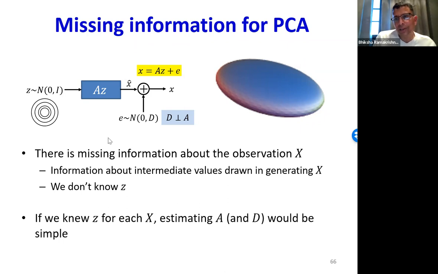Yeah, correct. We are completing the data set by filling in Z's, then estimating A and D, then using the A and D to complete the data set again and repeating the process. Did that make sense? Right.